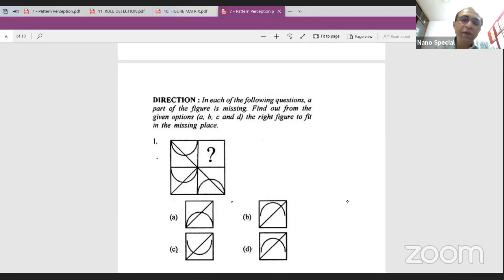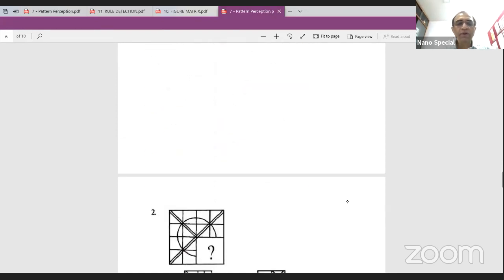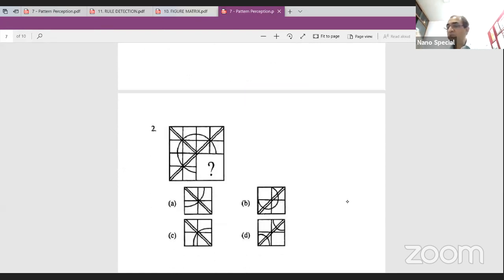So basically the point is that this line should continue. That is one. And there should be a complete semicircle touching the edges. So this can't be the answer. This can't be by logic. Straight away, you can say A is the answer. Not very difficult. Let's go on to 2.